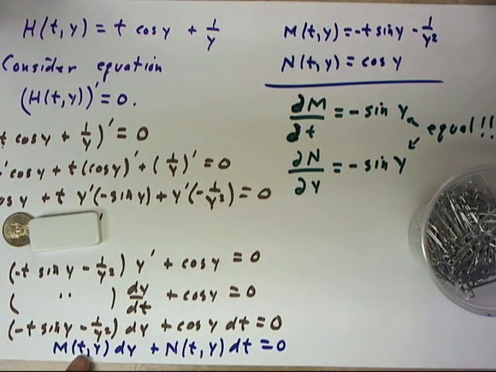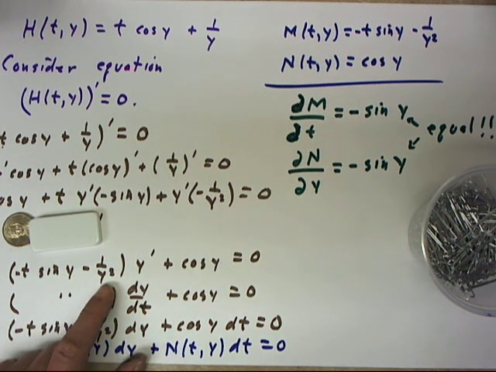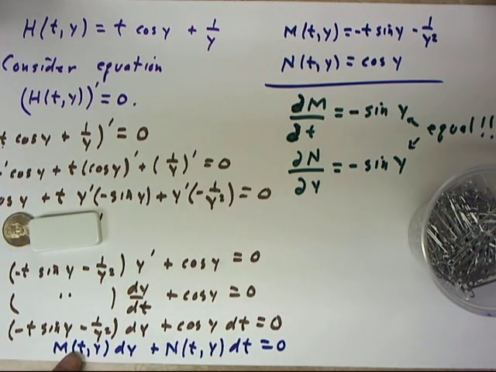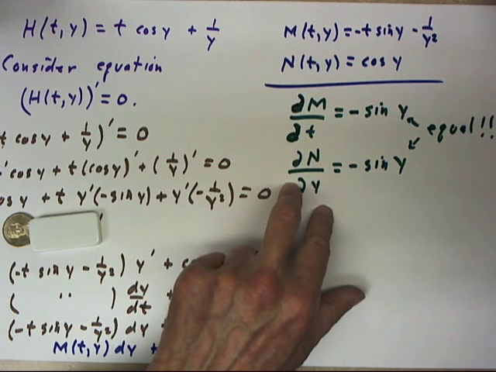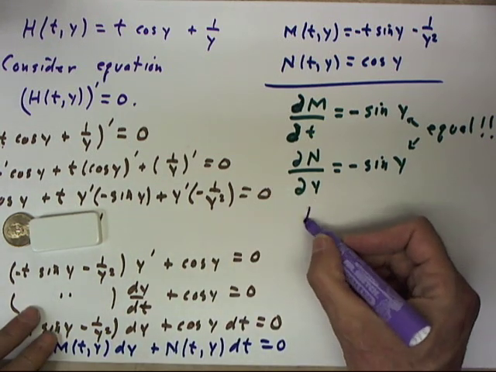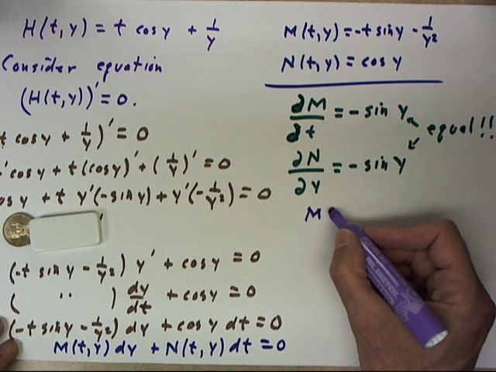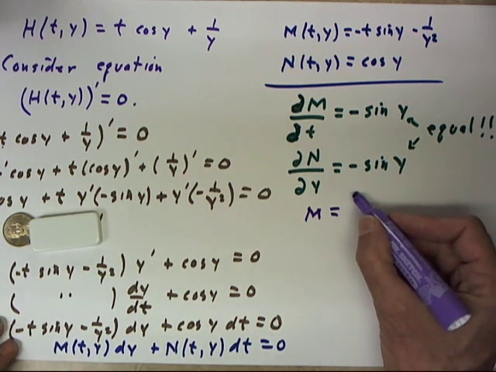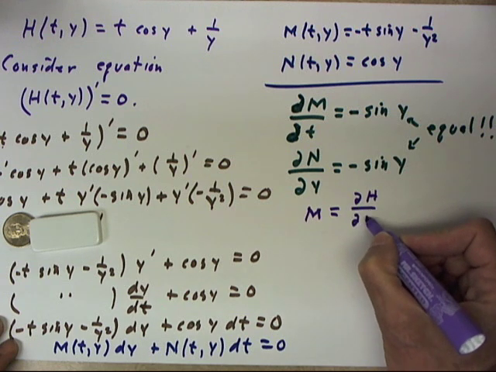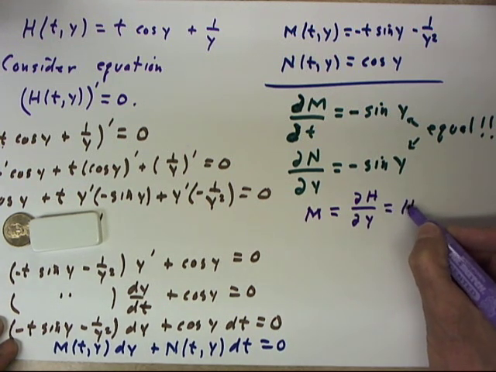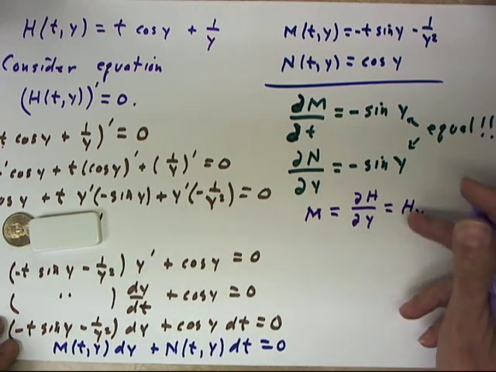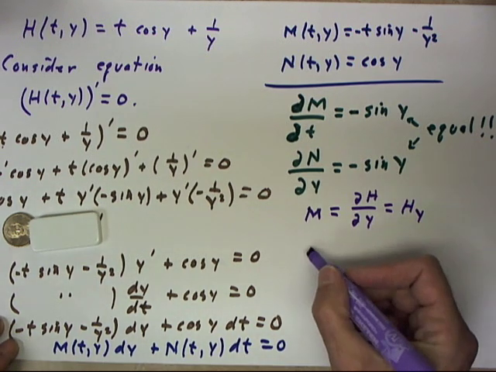Where did M of t,y come from? M of t,y is this thing in front of dy, which was originally the derivative with respect to y of this function. So M of t,y is dh/dy. So let's just write that out so we can keep track of it. I think maybe we can get rid of this cup. M equals partial of h with respect to y. And we could call that h sub y. Derivative of h with respect to y. That should be a familiar notation.